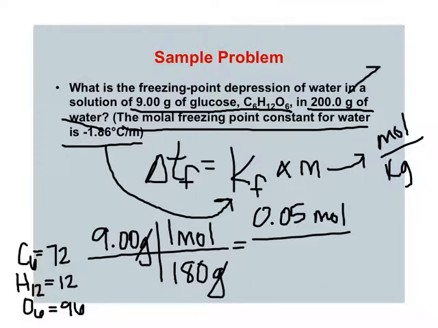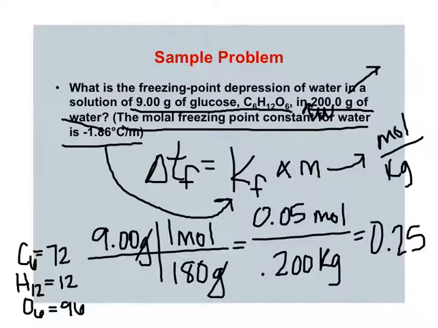And then I need to put the moles over kilograms. Now notice this is grams. For me to go from grams to kilograms, I'm going to move my decimal 1, 2, 3 places, so it's going to be 0.200 kilograms. My molality is 0.25 molal, little m.